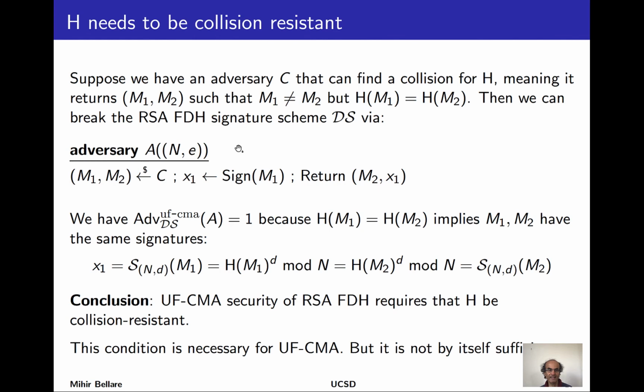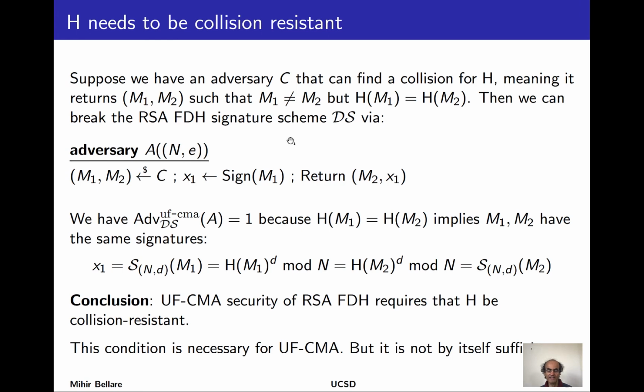And our claim is that collision resistance of the hash function is a necessary property for security of the full domain hash signature scheme and for most other signature schemes which also employ hash functions in this way. The way we see that is, suppose collision resistance was violated. Suppose I'm handed an adversary C that can trundle along and in some practical amount of time return a collision for the hash function H. Remember, that means a pair of points which are distinct but their hash values are the same. Then we can break the RSA full domain hash signature scheme.